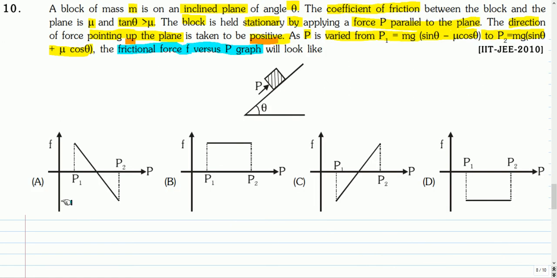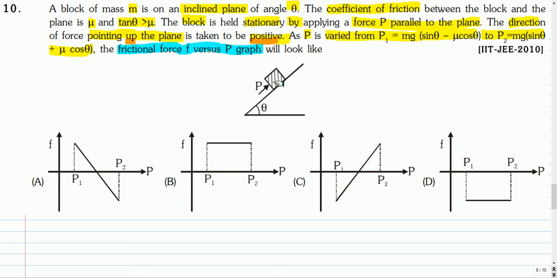This is the next question. A block of mass m is on an inclined plane of angle theta. The coefficient of friction between the block and the plane is mu, and tan theta is greater than mu. The block is held stationary by applying the force P parallel to the plane. The direction of force is pointing up. The plane is taken as positive. As P is varied from P1 equal to this value to P2 equal to this value, the friction force versus P graph will look like.